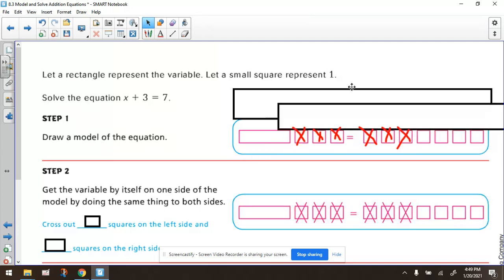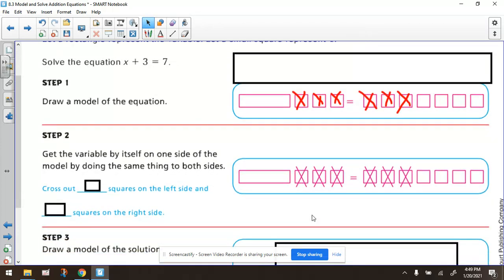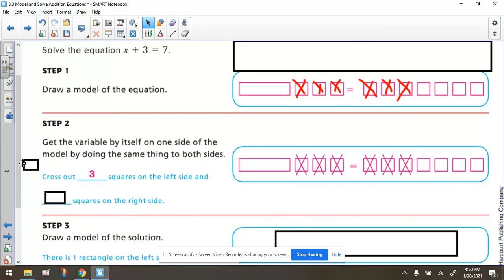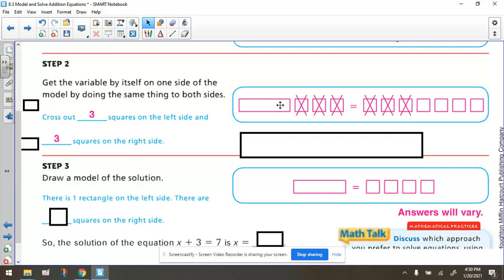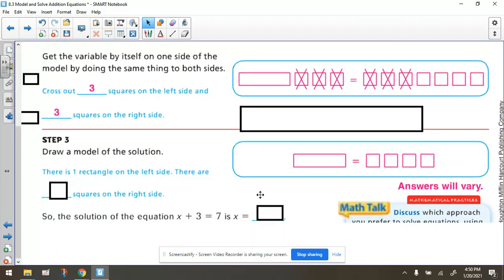So what does that look like? Looks like this, right? We've crossed out 3 squares on the left side, and we crossed out 3 squares on the right side. So if we just tighten this up and neaten this up, we have x, right? That's what this represents, equaling 4, which is the solution of the equation.